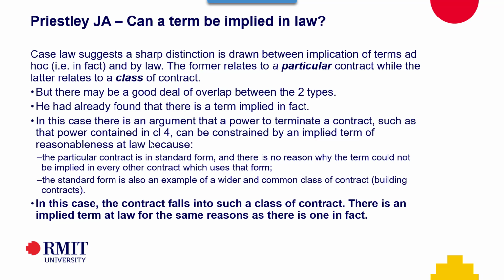So in this case, there's an argument that a power to terminate the contract, such as the power that is in clause that should be 44, can be constrained by an implied term of reasonableness because the particular contract is in a standard form and there's no reason why the term couldn't be implied in every other contract that uses that form. And the standard form is also an example of a wider and common class of contract, building contracts. In this case, the contract falls into that class of contract, building contracts. There is an implied term at law for the same reasons as there is one in fact.